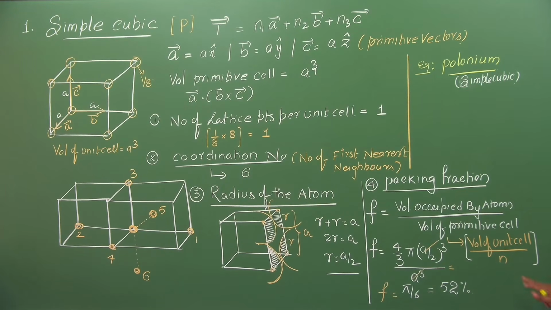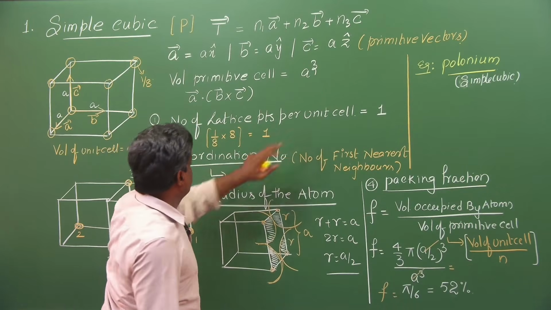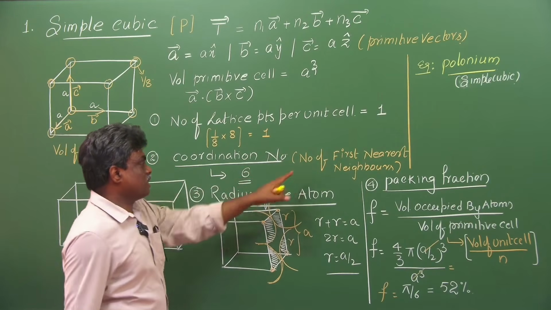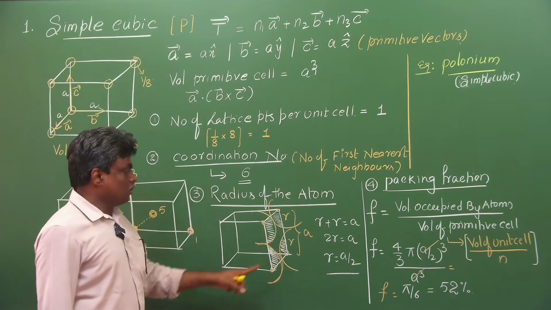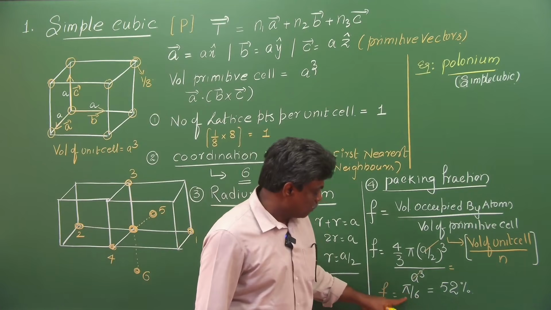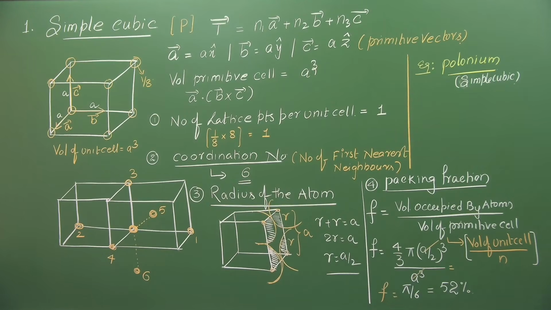You must remember each and everything. The volume is a cube and the number of lattice points per unit cell is 1. Coordination number is 6, and that is the number of first nearest neighbors. Radius of the atom is equal to a by 2. While you are doing the problems, these are very important. And the packing fraction you must remember, pi by 6, 52%.